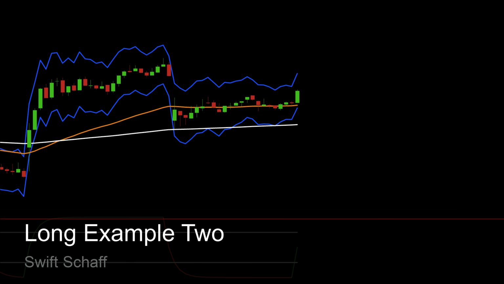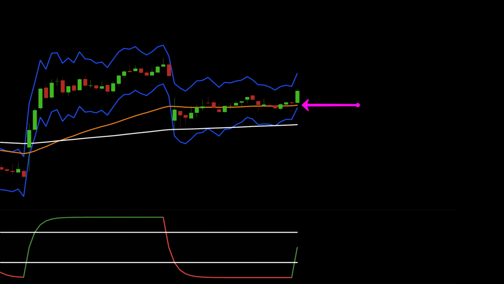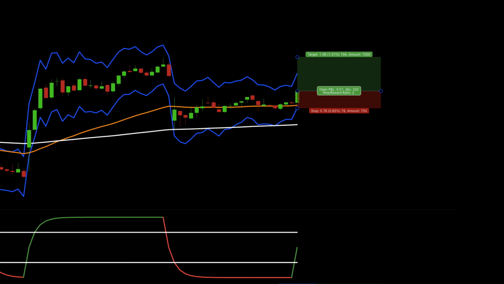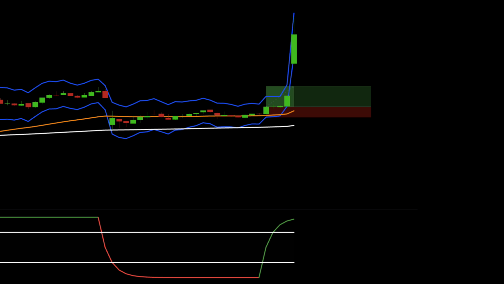I have one more long example. Price is trading above the 50 EMA. The 50 EMA in orange is above the 200 EMA in white. The STC turns from green to red under the 20 level. Everything converges on this candle and it serves as our trigger. The stop is placed at the bottom ATR band in blue and 1 to 2 is our target. And long example 2 crushes the profit target on a huge gap up.